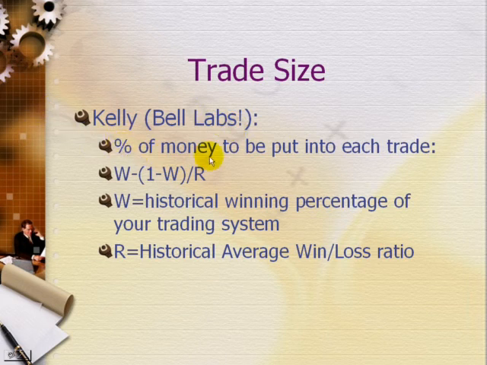And the way you work this out, apparently, according to this, is W minus (1 minus W) over R. In other words, W is the historical winning percentage of your trading system. R is the historical average win-loss ratio. So if you win 7 times out of 10, then the win-loss ratio is 7 over 3. Historical winning percentage of your trading system might be, well, you win 70% of the time. The optimal amount of money you should put on each trade so that you maximize your returns is according to this formula, according to Kelly.